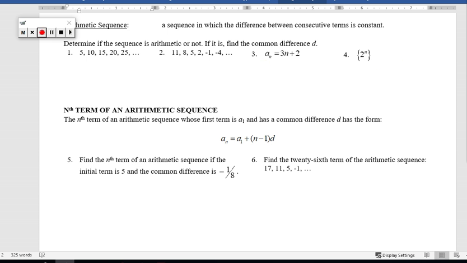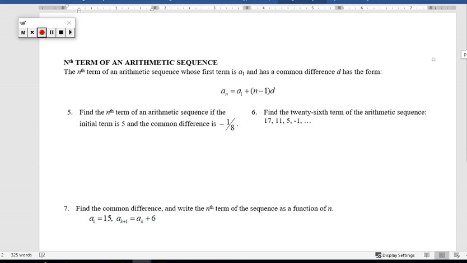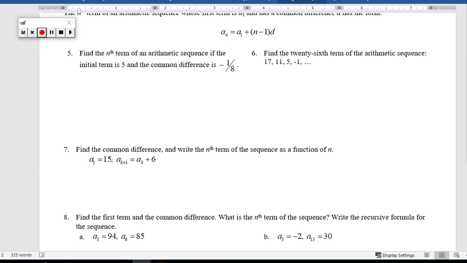All right, we do have a formula for arithmetic sequences. It's A sub n, the last term, is equal to A sub 1, the first term, plus n minus 1, depending which term we're looking at, times D, that common difference. So let's look at the way we can work some of these problems. For number 5 here, we want to find the nth term of an arithmetic sequence if the initial term is 5 and the common difference is 8.